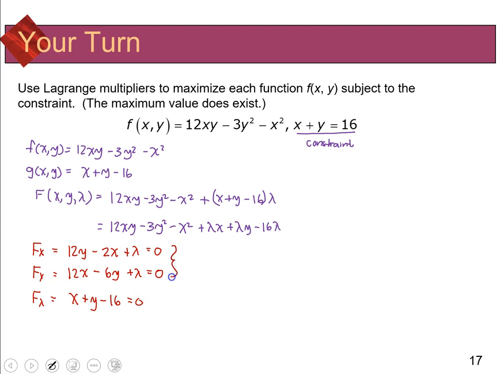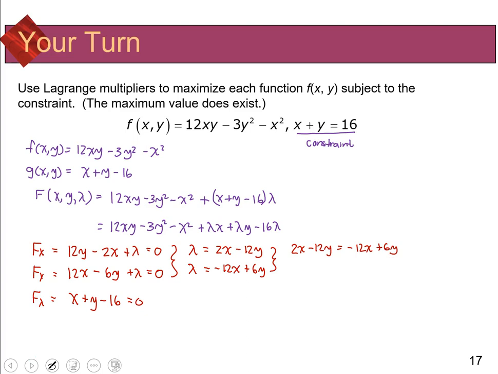So what I'm going to do with these two, because I still have x's and y's involved, I'm going to solve this for lambda. So lambda is going to be 2x minus 12y. Here lambda is going to be negative 12x plus 6y. And because these both equal lambda, I can set them equal to each other and say, well, 2x minus 12y is going to equal negative 12x plus 6y.